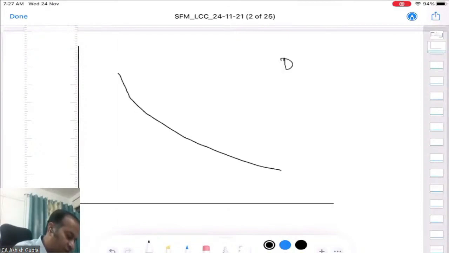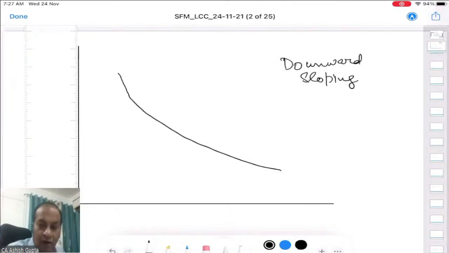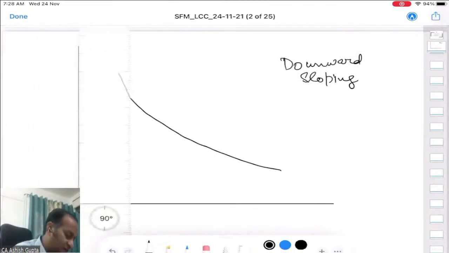This is called downward sloping. Okay, here the shape is basically concave, convexity.